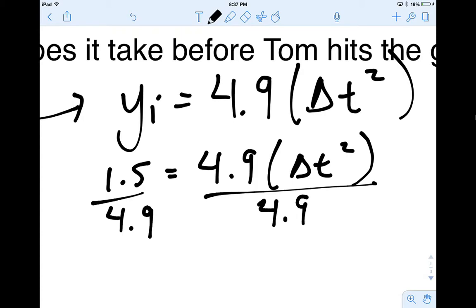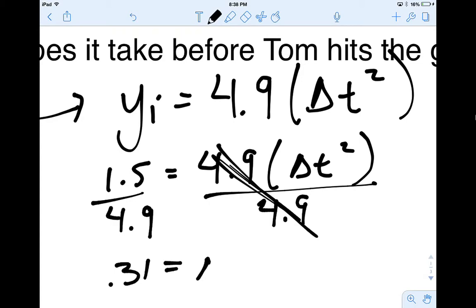Okay, and I'm going to do this on my calculator, guys. I'm not going to show it to you just because it's going to go faster if I do it on my calculator here on my phone. So 1.5 divided by 4.9 is 0.31-ish, okay? It's actually 0.306122245. I'm leaving all that on my calculator, okay?